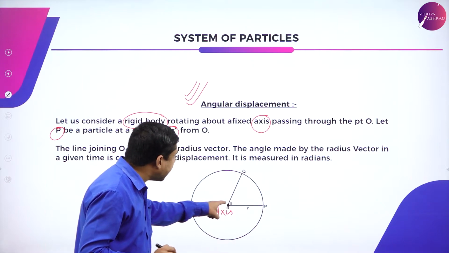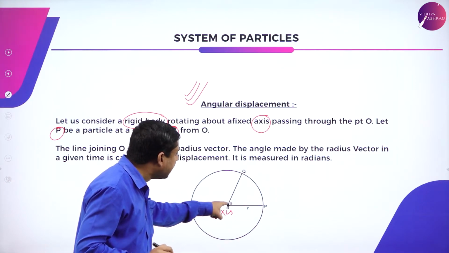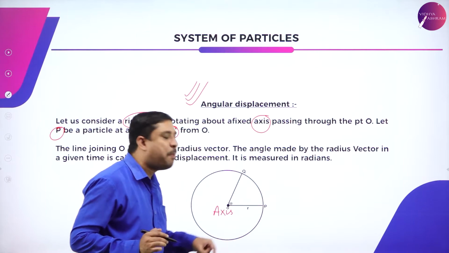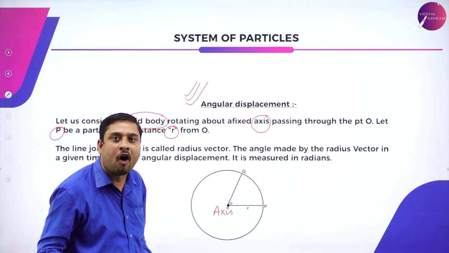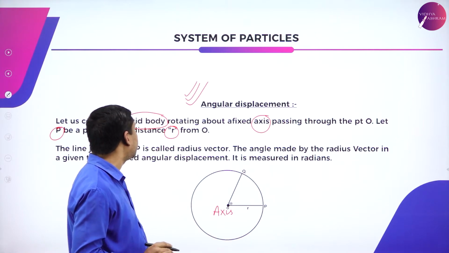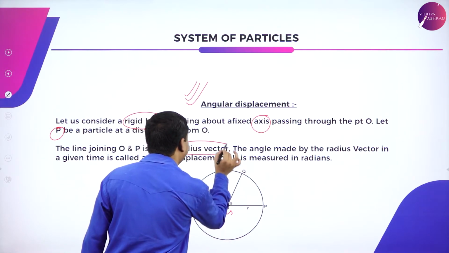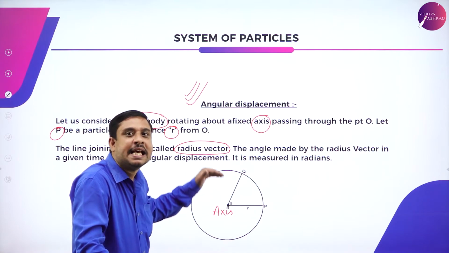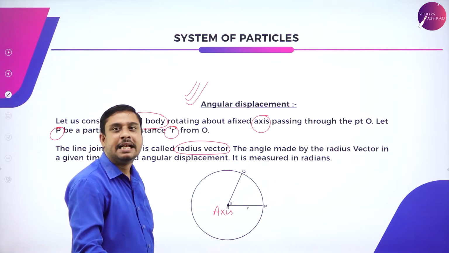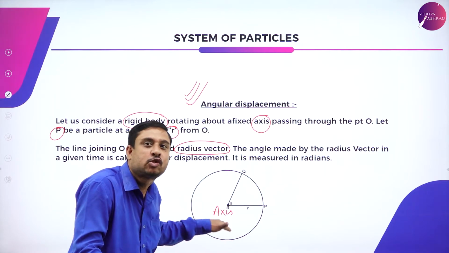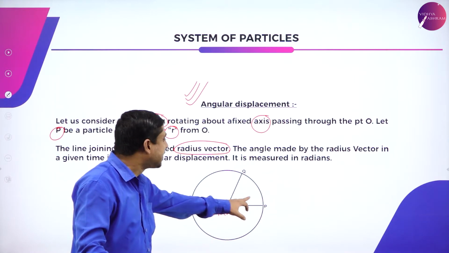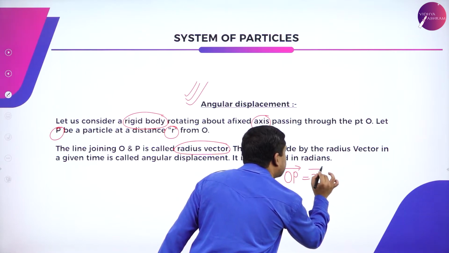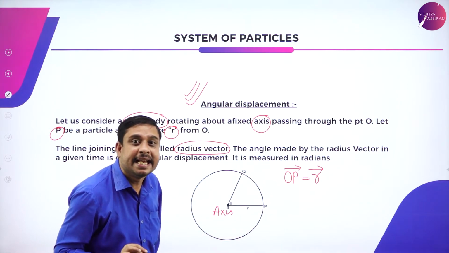The straight line joining the axis of rotation with the particle is called the radius vector. So please understand, the straight line which joins the center, the so-called axis of rotation, with the particle. So OP is r, which is called the radius vector.